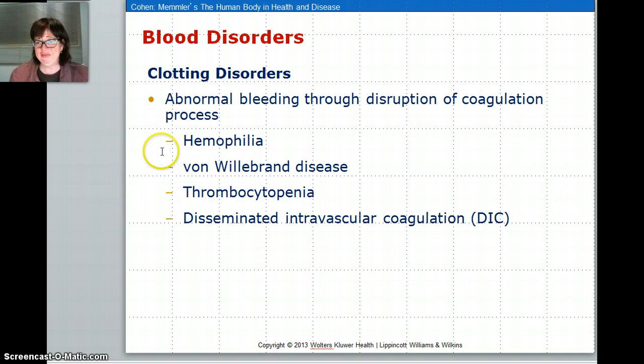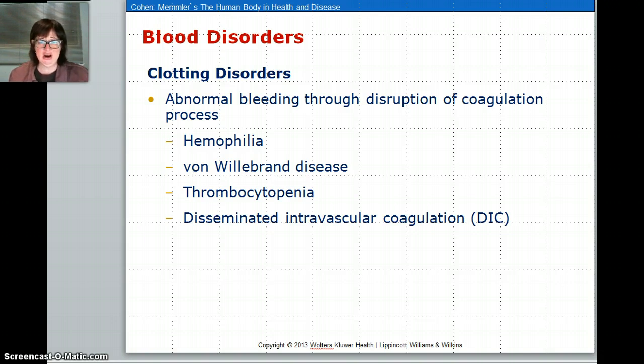Clotting disorder, hemophilia is a common one. Hemophilia is genetic, on the X chromosome. It was the royal disease. You may have studied it when we looked at genetics.